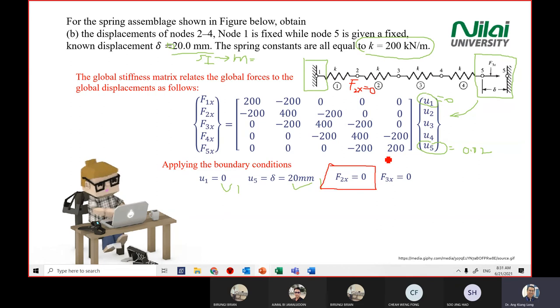Okay, next question will go to Chia. Chia, are you there? Okay, what is the force at point number four? Zero as well. Okay, why can you say it's zero? Because it was similar to how two and three were. Okay, good. Because point four is free to move also, it's free to move in the x direction. Excellent. So point four is also zero.